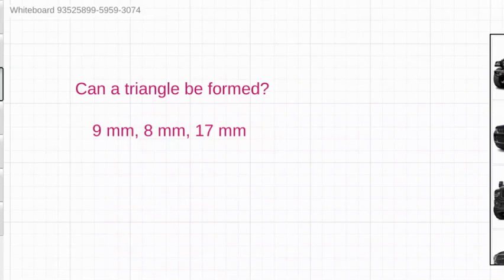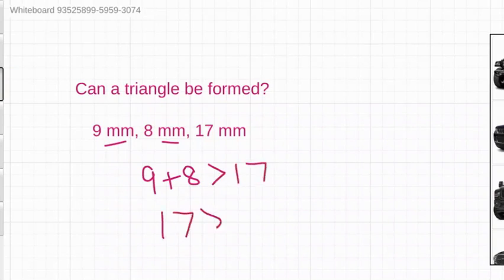Alright, let's do some practice. Do it on your own and then come back. Can a triangle be formed? So we have our 3 side lengths. We know we need to take the 2 smaller sides and set them greater than the biggest side. 9 plus 8 is greater than 17. 9 plus 8 is 17. 17 is not greater than 17, so our answer would be no.